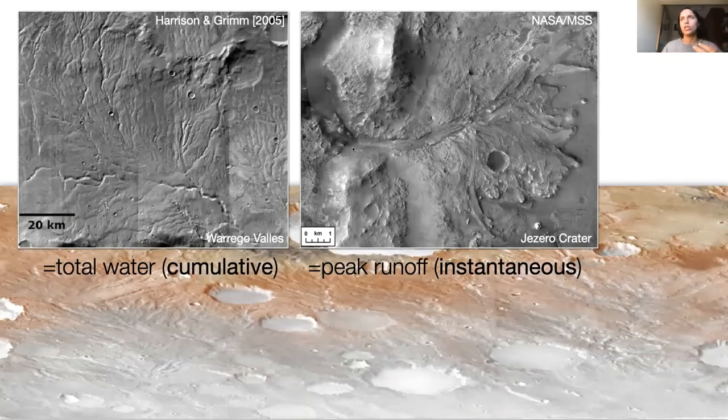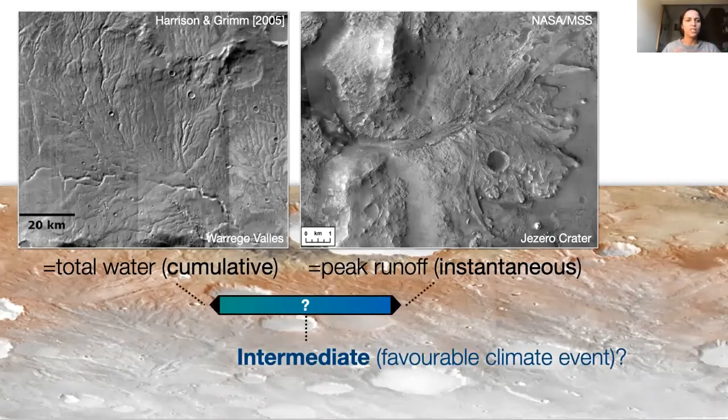And then others will look at these channel morphologies and say that this was the peak runoff rate that was required for these channel morphologies, or the formative discharge. So generally what you get is that you either have a cumulative amount of water or this sort of instantaneous amount of water that was required. So generally, as you can see, there are these two sides of the spectrum.